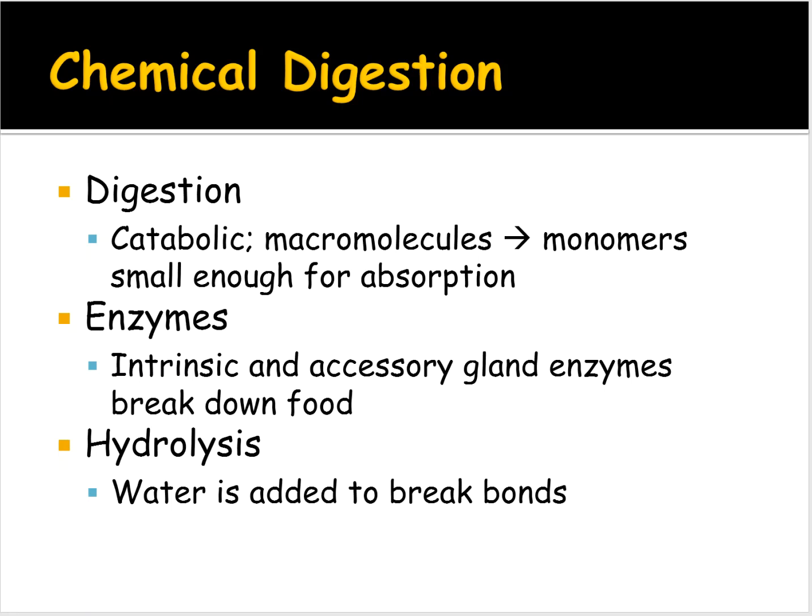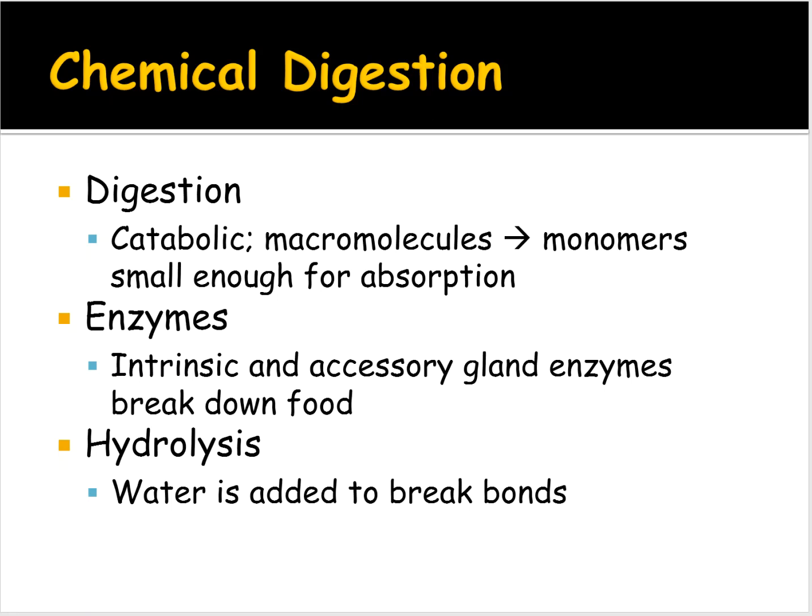So digestion is a catabolic process where we take large macromolecules, for example proteins or carbohydrates or starches, and we break them down into their simpler building blocks, so they're monomers. And we break them down so that we have molecules that are small enough to be then absorbed.